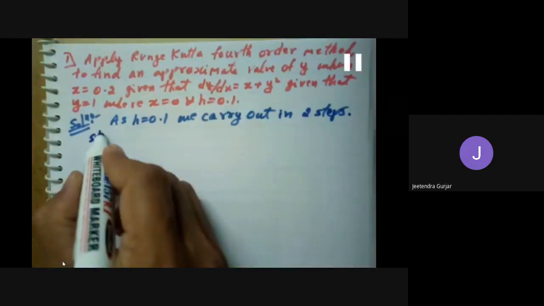Tell me why. Anyone? Please tell me why we carry out in 2 steps. Anyone can unmute and tell me. I will tell you, very simple. Because here x is equal to 0.2 we have, correct? So when we have h is equal to 0.1, that will be the first step initially, then we go for the second step 0.2. So therefore we have 2 steps. Is it clear? Shall I repeat once again?